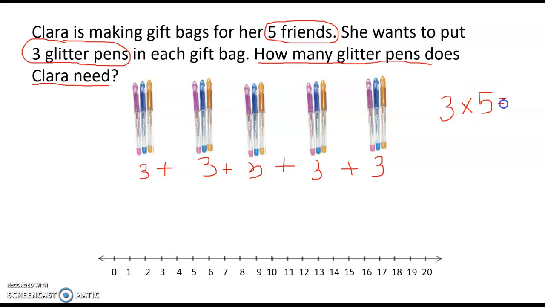Let's take a look at how we would solve this on the number line. So we know we have 5 groups of 3. So what we're going to do, we're going to jump 3. This is one group of the 5. Three plus 3 is 6. We're doing this 5 times because there's 5 groups of pens.